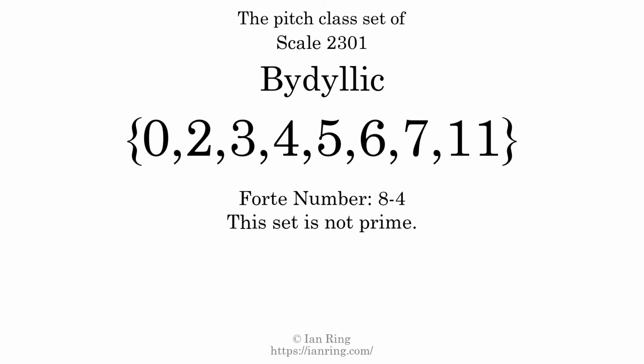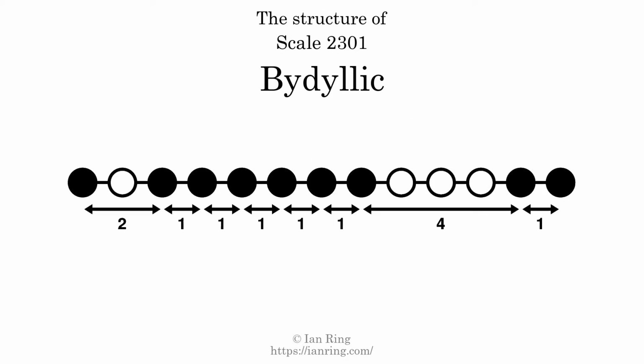The pitch class set for this scale is 0, 2, 3, 4, 5, 6, 7, 11. The forte class is 8, 4. This set is not prime. The structure of a scale is a description of the interval distance between each successive tone. This scale has a structure of 2 1 1 1 1 1 4 1.